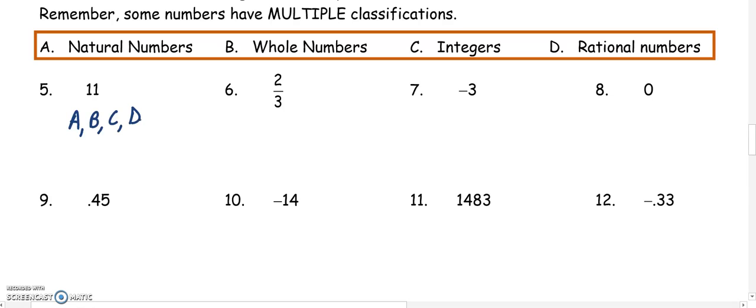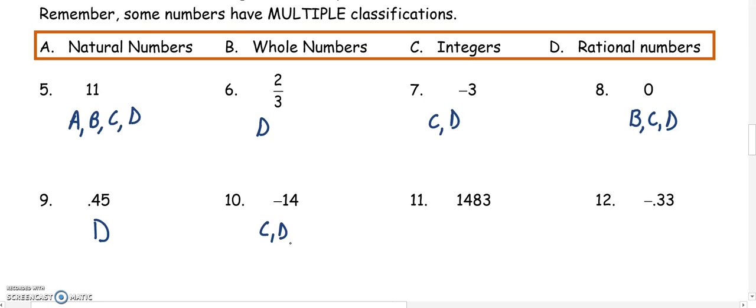Number 6, 2/3. 2/3 is a fraction, which is a rational number, because all rational numbers are expressed as fractions. Number 7, -3. -3 is a negative number. Integers is when we start including our negatives, which also means it's a rational number. Number 8 is 0. We start including 0 as a whole number, an integer, and a rational number. Number 9, 0.45. Remember, 0.45 could be converted to a fraction, which means it's a rational number. Number 10, -14 is a negative number, so it's an integer and a rational number.